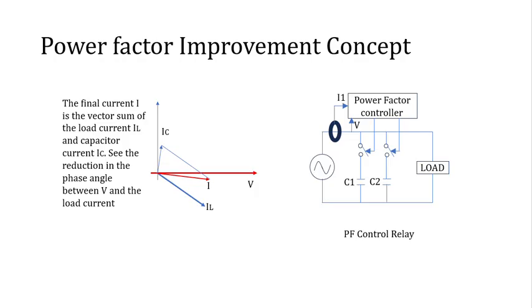The PF controller is a device that continuously monitors power factor, and if it falls below a predefined level, it connects one capacitor to the power line, as you can see. If PF continues to be below acceptable level, then it connects one more capacitor to the line. In this way, it goes on adding capacitors until PF is at an acceptable level.